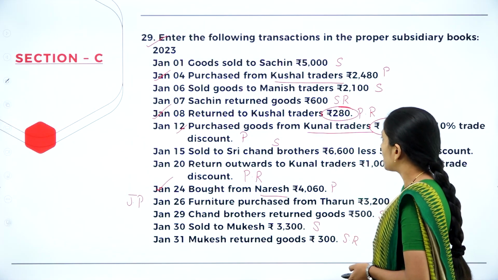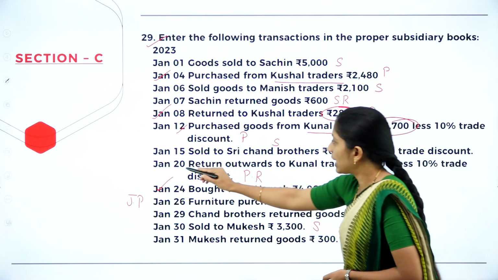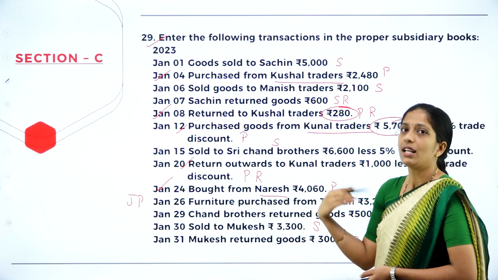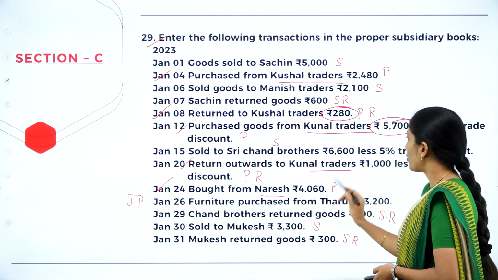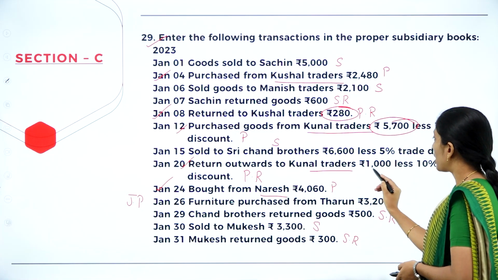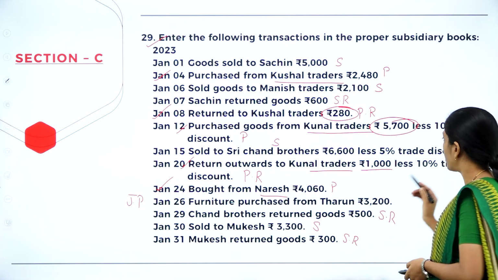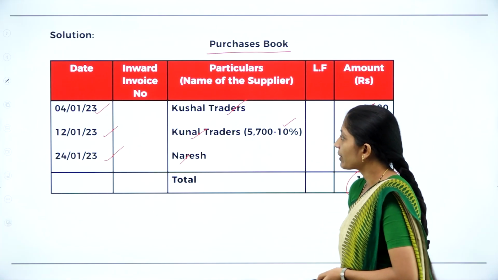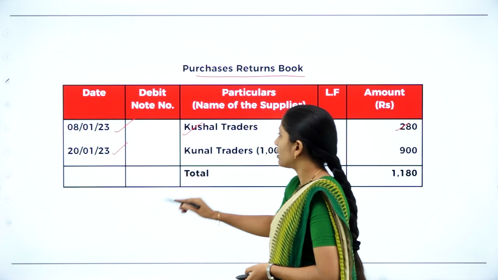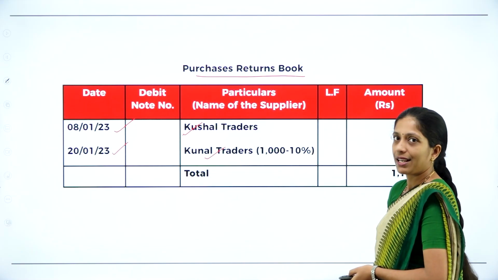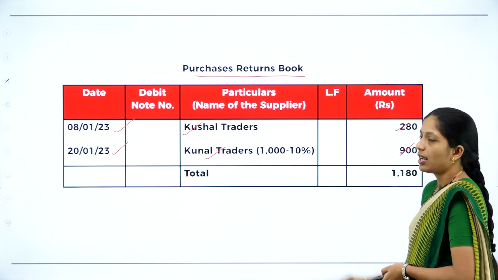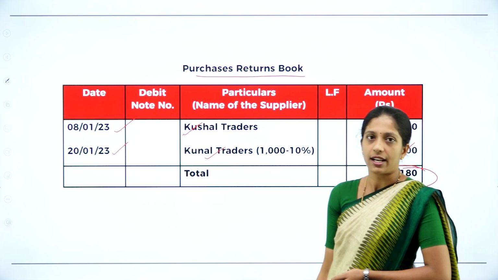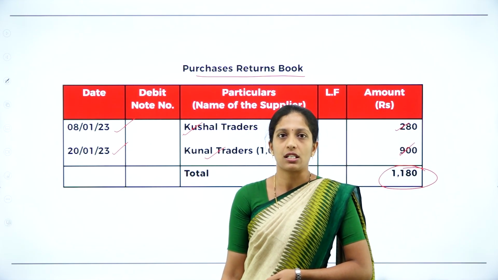Next, the other transaction is January 20th. So return outward. Outward means we are returning it back. So name of the supplier is Kunal Traders, but the amount is 1,000 and we have a trade discount of 10%. So 1,000 minus 10%. So let's see, 20th, 123, Kunal Traders, 1,000 minus 10%, that is 900. So if you total, it is 1,180. There are no other transactions to be recorded in your purchase returns book.